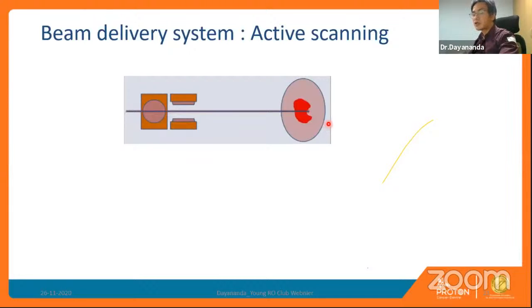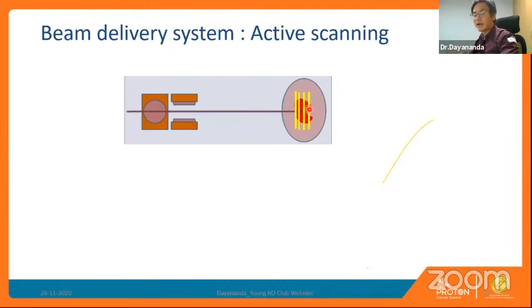The way it is going to be treated is, you consider that the tumor is divided into different slices. Each slice is located at a particular depth from the beam entry surface of the patient, so that layer has to be treated by a particular proton energy. The farthest layer will be treated with a higher energy. Then for the next layer, the energy of the proton will be reduced, and further reduced for the next, and the shallowest layer will be treated with the least energy.